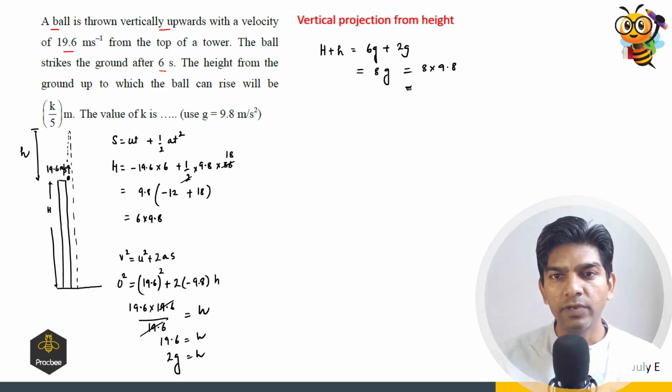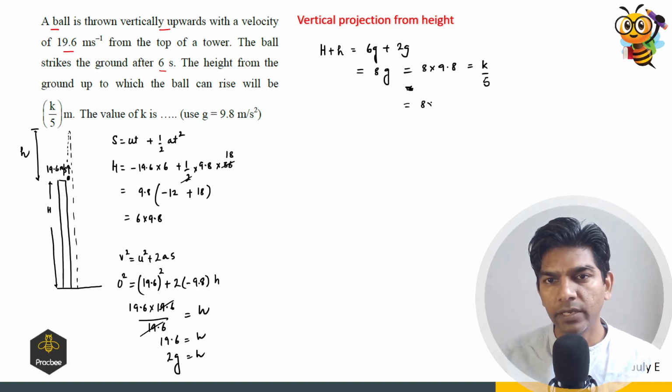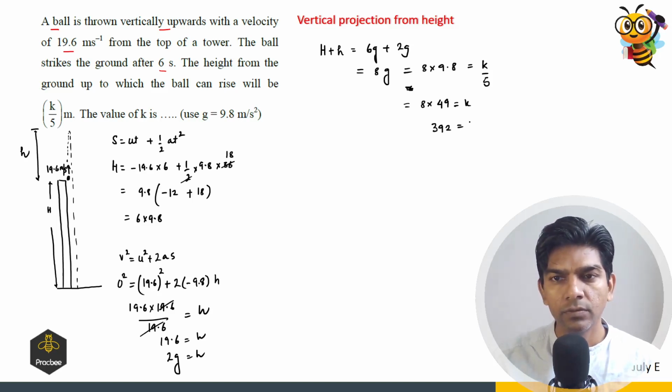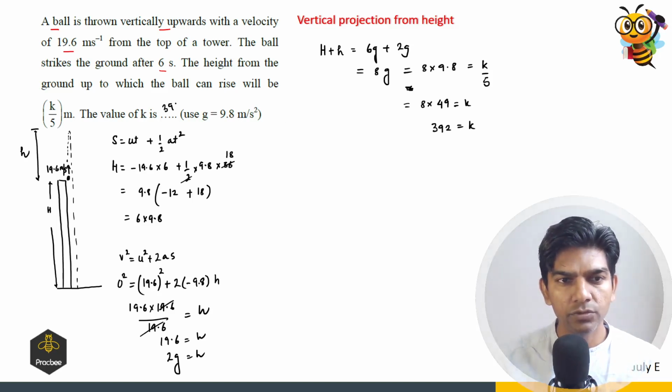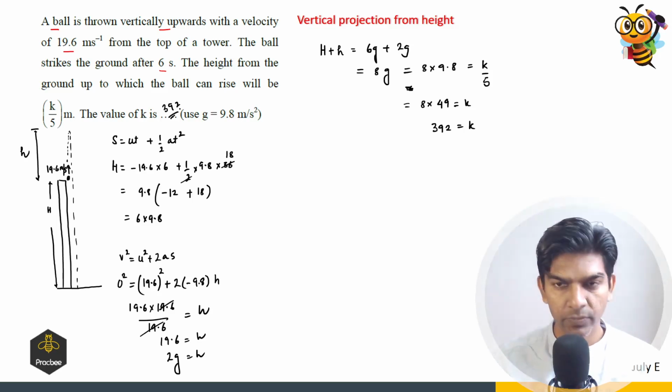Okay, and this value is given as k by 5. So this comes out to be what? It will be 8 times 49, that will be k, and it will be 392. So k comes out to be 392. So 392 is the answer of this question.